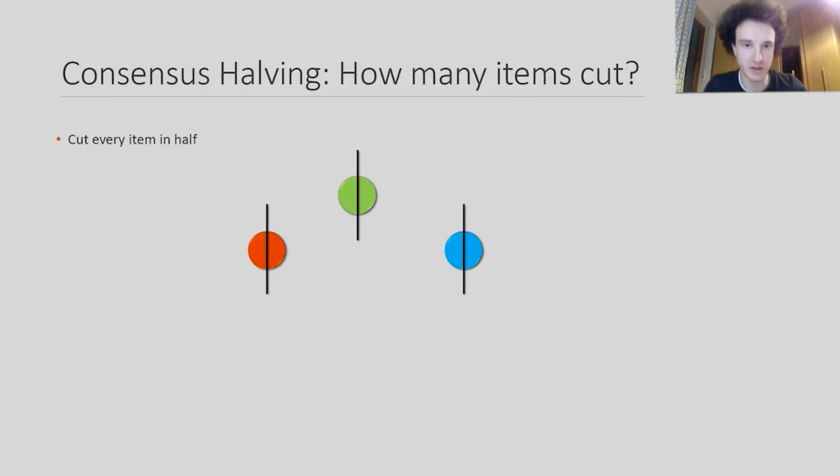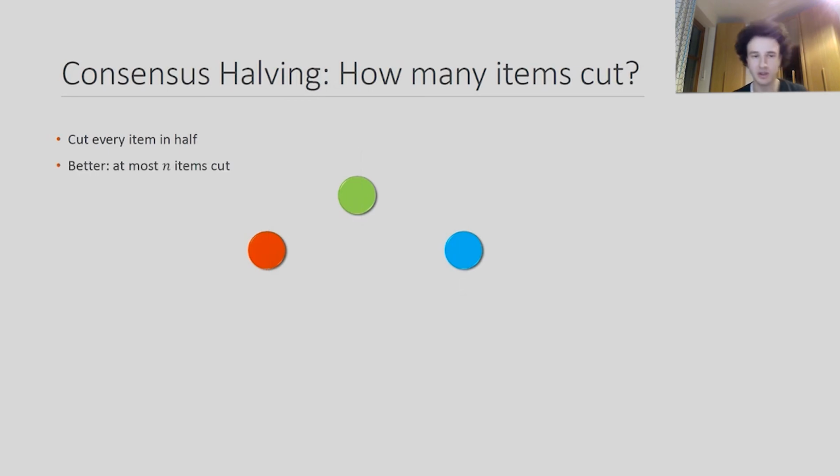So the first question is, okay, how many cuts can we possibly need to find a consensus halving in this setting? And it's easy to see that if you cut every item in half, you immediately obtain a consensus halving. The issue is that ideally you don't want to cut too many items because they are items, so dividing them is not something very natural or very nice. So you want to limit how many items you're going to have to actually divide.